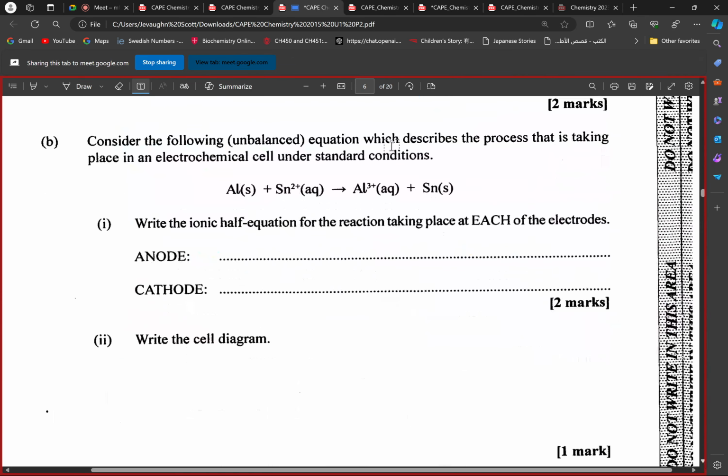Consider the following unbalanced equation, which describes the process that is taking place in an electrochemical cell under standard conditions. What will be the anode? Look at your booklet and tell me what the answer is. Does anybody have a booklet? Send the booklet in the WhatsApp group if you have it. But other than that, let's move on. Which one is more active?